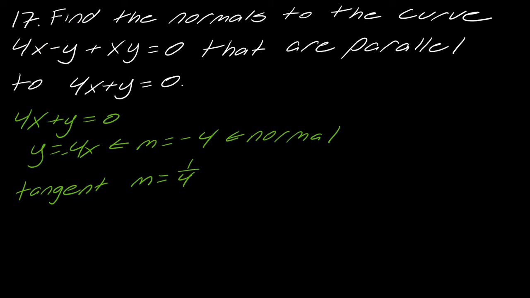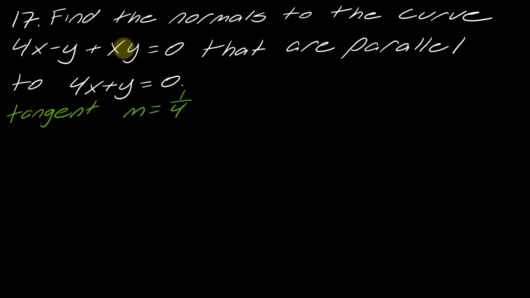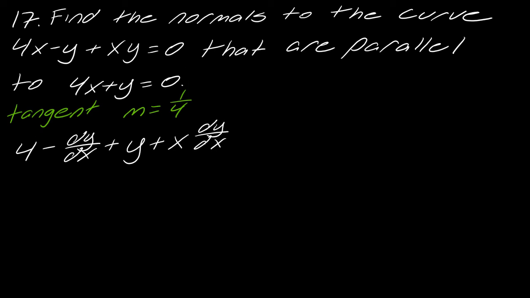So let me clear a little space. And now let's focus on taking the derivative of this curve. So I have to implicitly differentiate because this is in terms of x and y. So the derivative will be 4 minus dy dx, because the derivative of y will just be 1, and when you take the derivative of y, you write dy dx. And now here I have to use the product rule. So when I take the derivative, this will be plus y plus x dy dx, and then this will all equal 0.